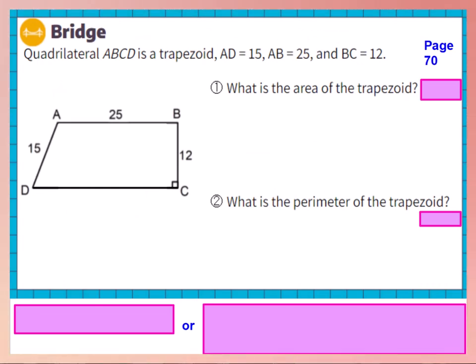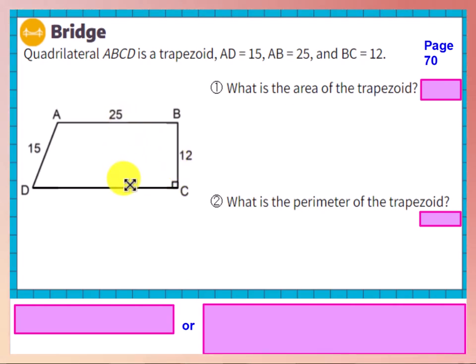Let's go to the bridge and let's put together some of the things that we've learned. So we have a quadrilateral. Quad means 4, lateral sides. It's labeled A, B, C, D. A trapezoid has 2 sides that are parallel. The other 2 sides are not parallel. All right, side AB is parallel to side DC. So this is a perpendicular height 12, and it's indicated to be a right angle, a 90-degree angle here.